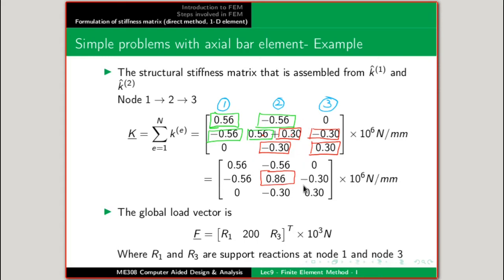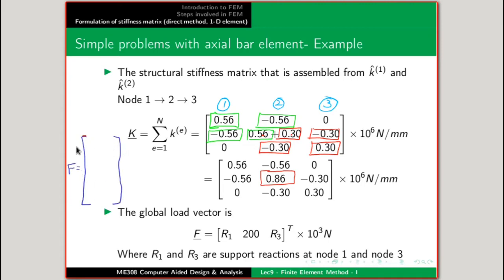Now we have assembled the global stiffness matrix. So the global stiffness matrix is made by assembling the element stiffness matrices. That procedure is just shown. Next we have to calculate the global load vector. You can see that it is actually a column vector represented as capital F.